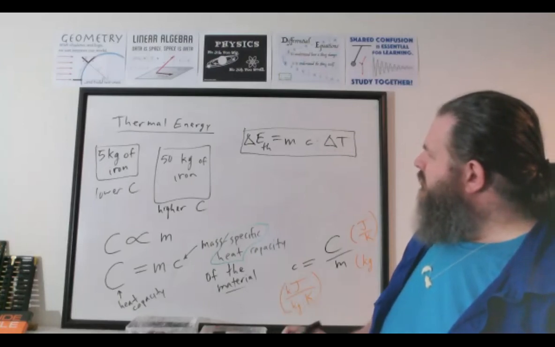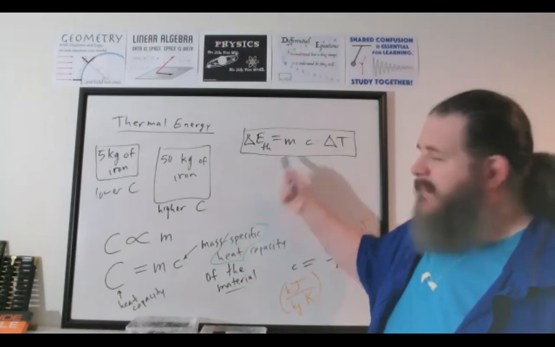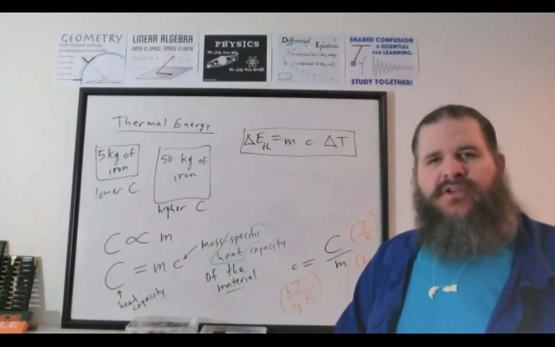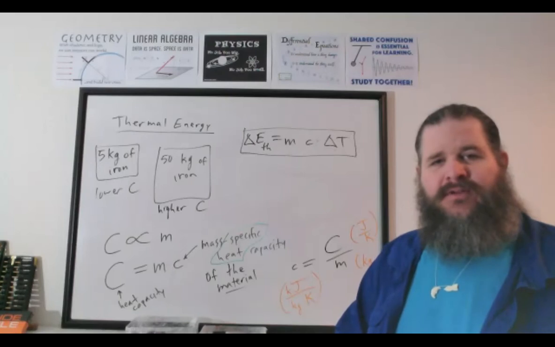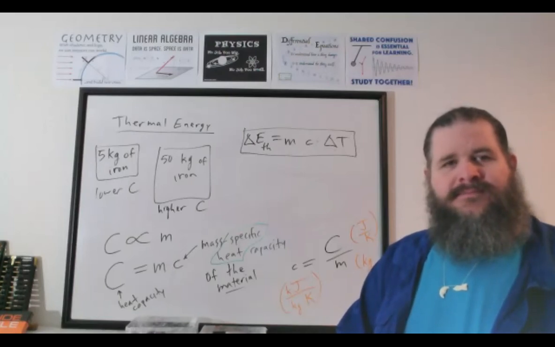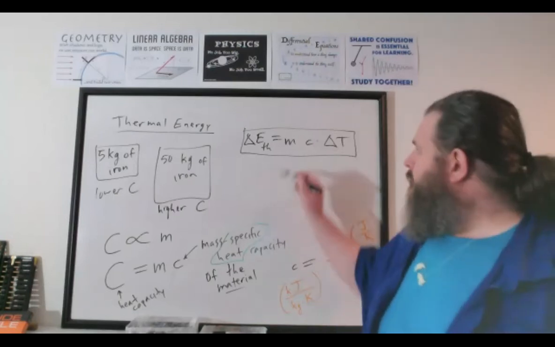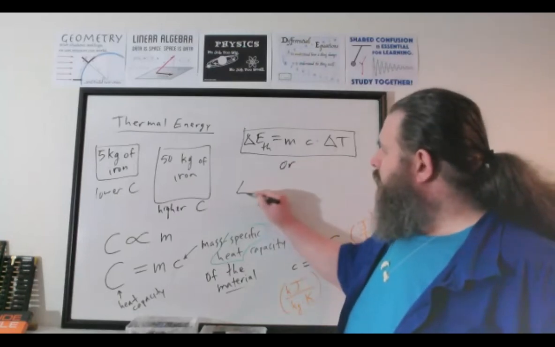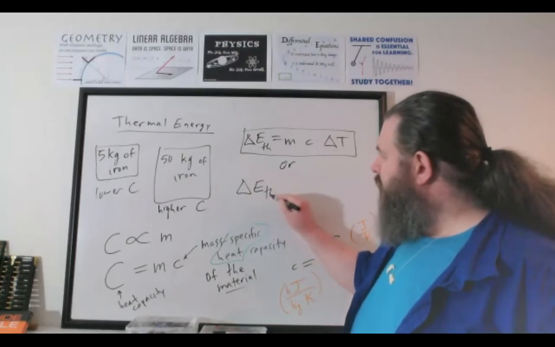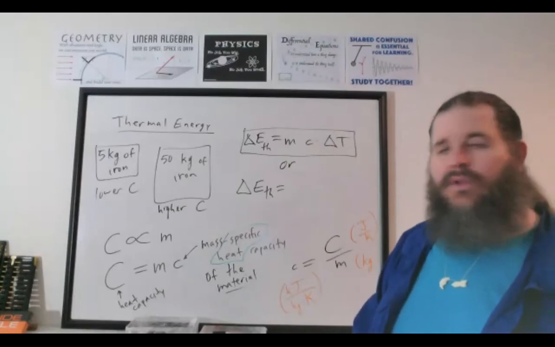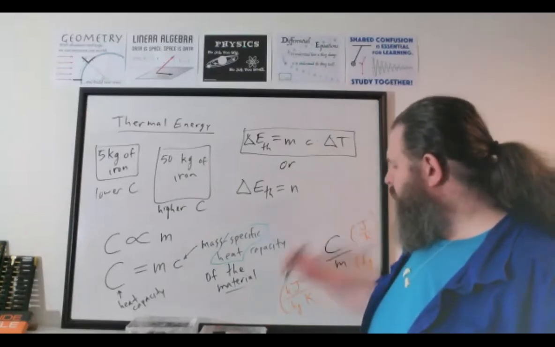One other thing that you might see here, we've been talking about mass as a measure of how much of the substance there is. But what's another way you can describe how much of something there is? Instead of talking about the mass, yeah, you could talk about the number of moles. You could alternatively say delta E thermal equals, instead of talking about mass, we could talk about number of moles, usually written as lowercase n.